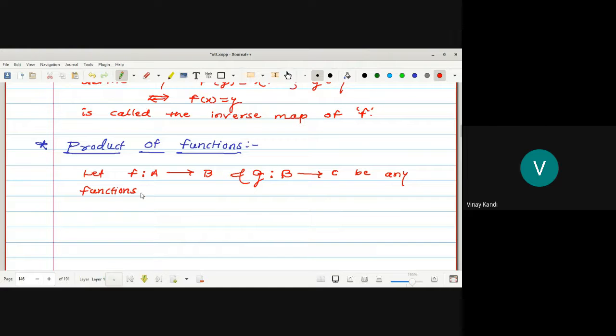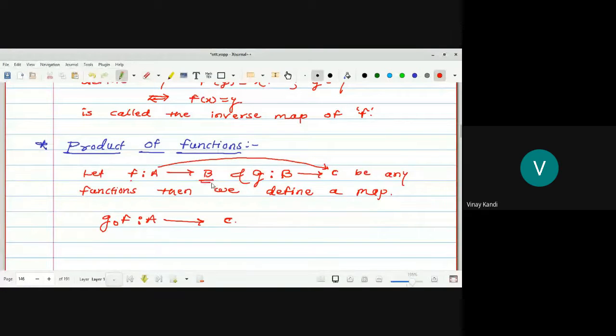Then we define a map g into f, or g composition f. Since f is a function from A to B and g is a function from B to C, g composition f is a function from A to C. The codomain of the first function, B, must be the domain of the second function in the product of two functions.